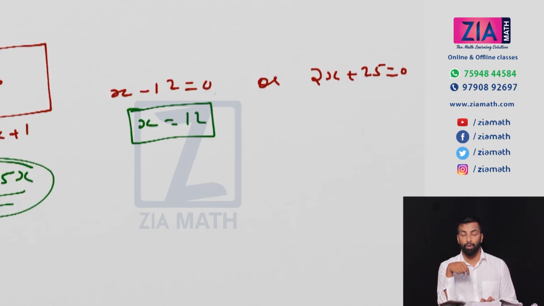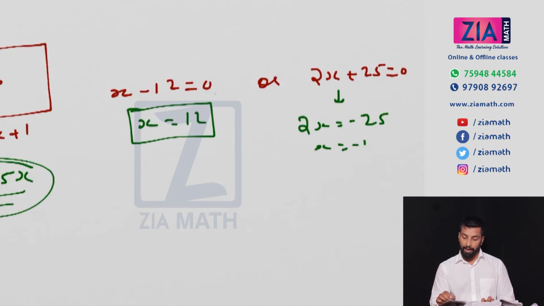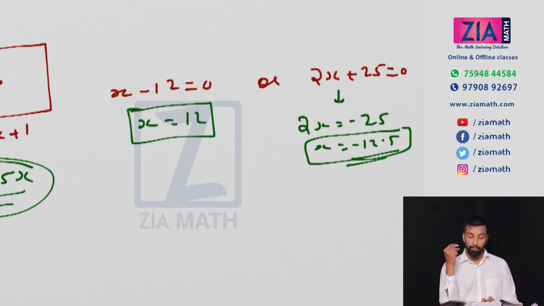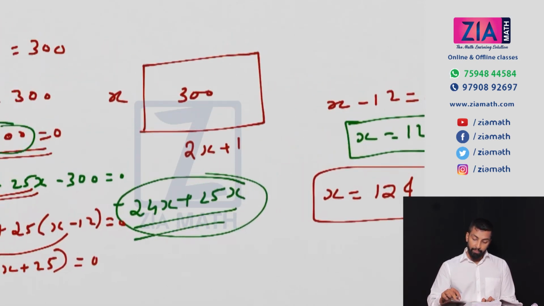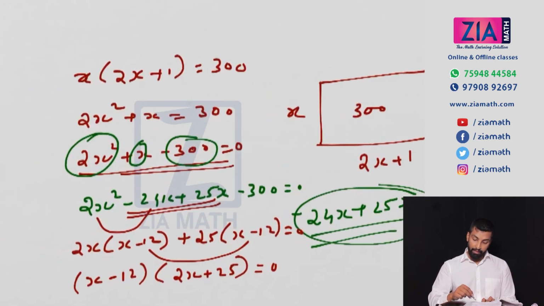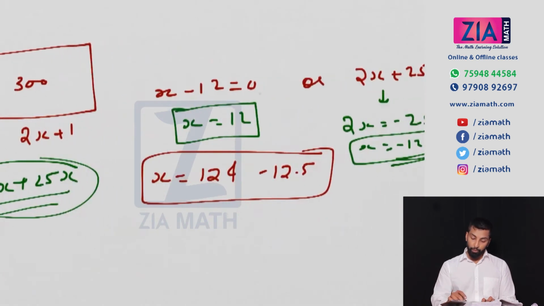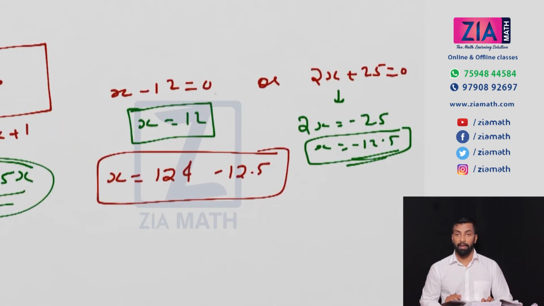So you can put x is equal to 12. Or what about this? 2x plus 25 equal to 0 means 2x is equal to minus 25, x is equal to minus 12.5. Okay, so the second possible value of x is minus 12.5. Now see, x is equal to 12 and minus 12.5 are the two values where this equation is satisfied. So the two possible values of x are 12 and minus 12.5.